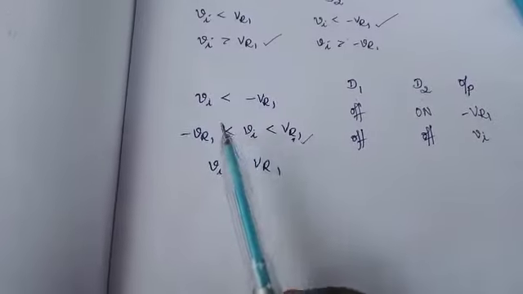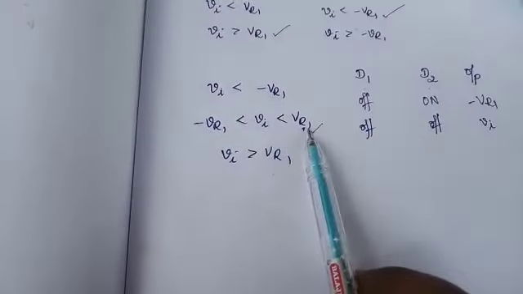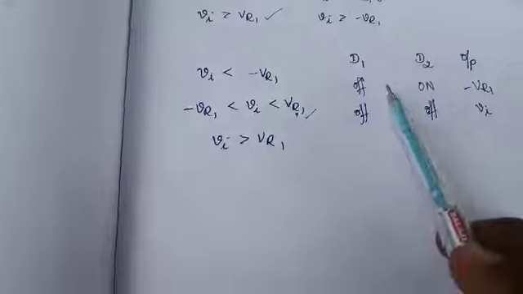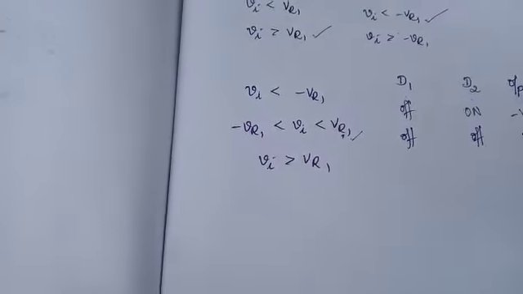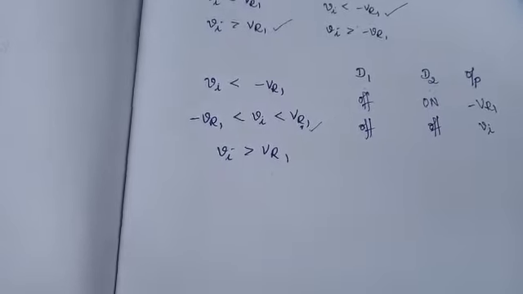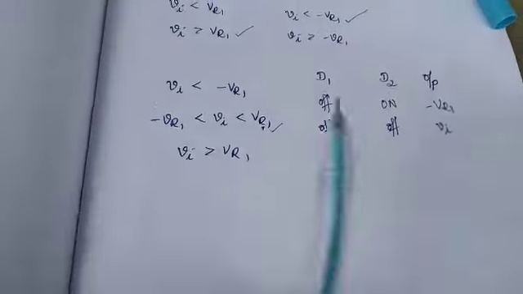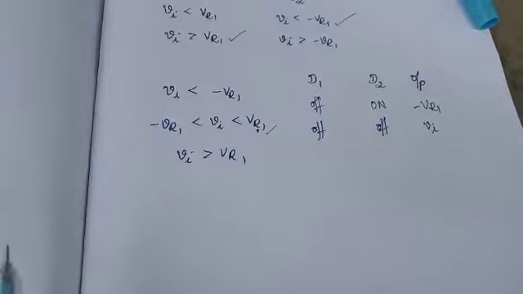So when the condition is minus VR1 less than Vi less than plus VR1, the two diodes are off since the two diode anode terminals are at less voltage when compared to the cathode. So the entire circuit is open circuit. The output voltage is equal to input voltage.